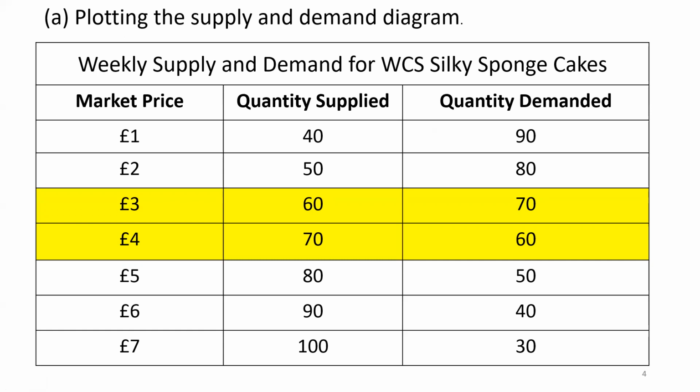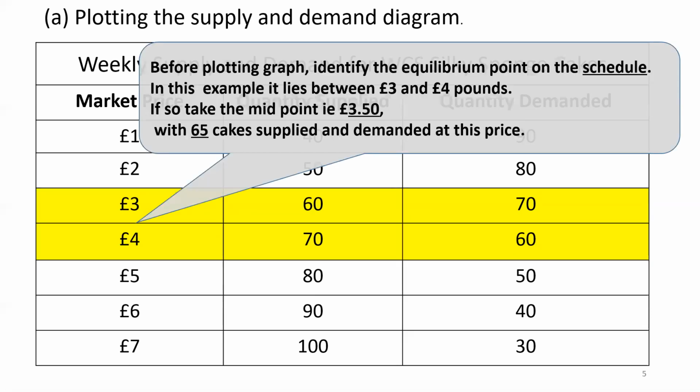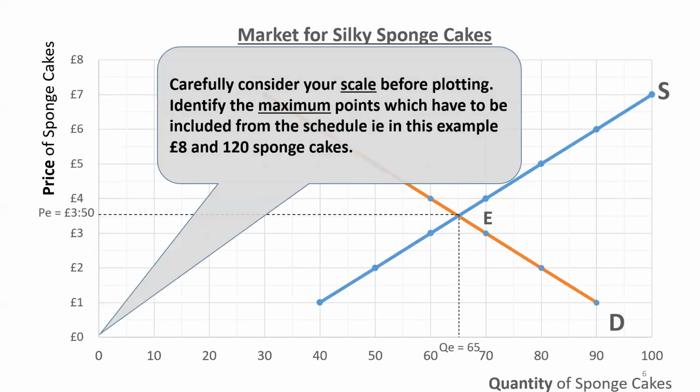And we can see in this case, the equilibrium is going to occur between 3 and 4 for the equilibrium price, and the equilibrium quantity will be between 60 and 70. So we can see here, the equilibrium price is going to be £3.50, and the equilibrium quantity of cakes will be 65. So we'll begin by putting a graph together.